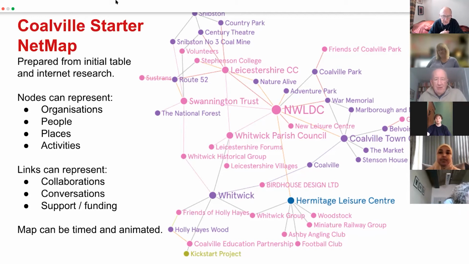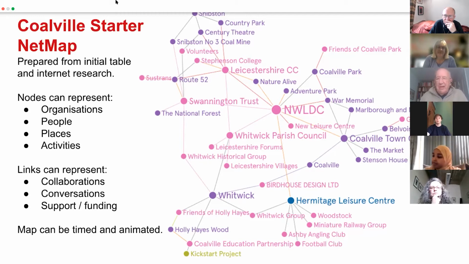I should just say that we can add a time factor to each of the nodes and connections, and then we can animate the map. The software will allow us to jump from time period to time period and show only the connections and nodes present in that time period. And it's a great way of showing the development of a network over time.